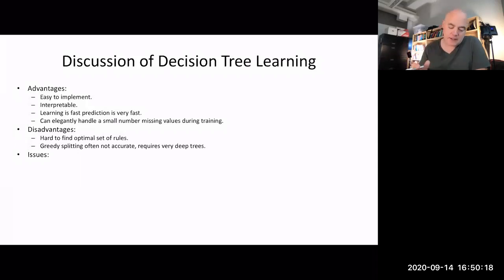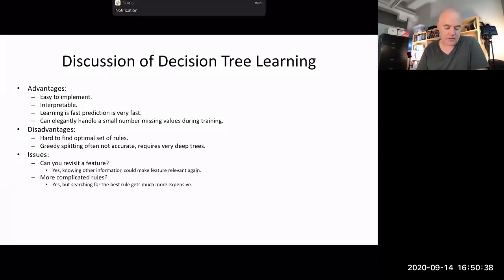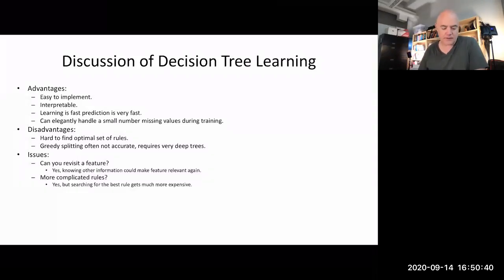So there are some disadvantages, i.e. actually solving for the best decision tree over all possible decision trees is really hard because it's a combinatorial search problem. You can't find the optimal set of rules, but that's okay, because greedy splitting is often accurate enough, even if it requires very deep trees or is not accurate in some other ways. And we're going to deal with that with random forests.